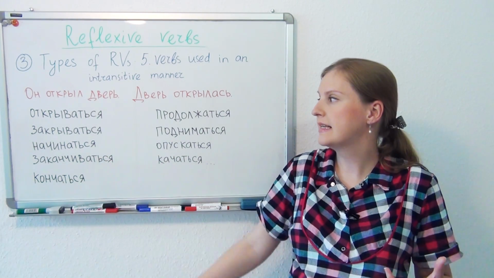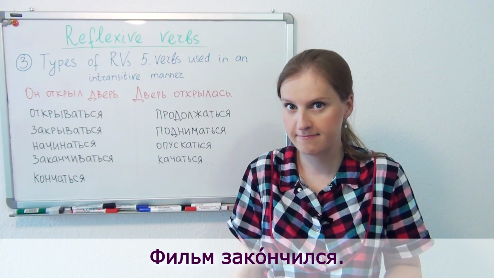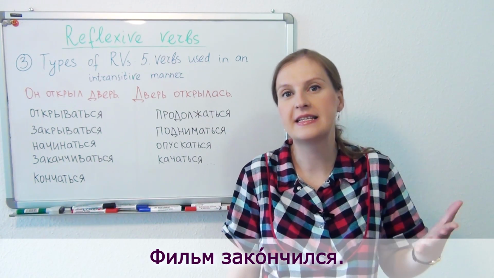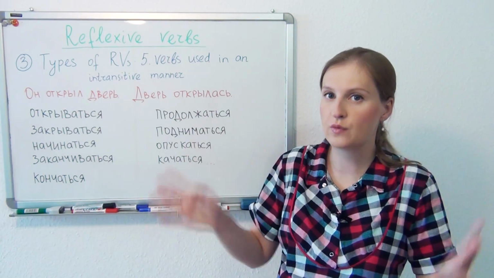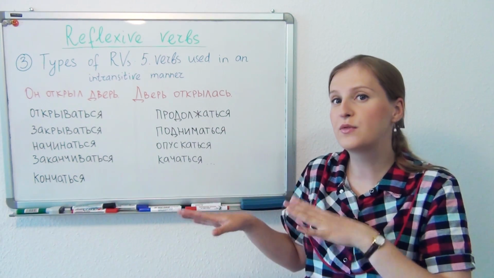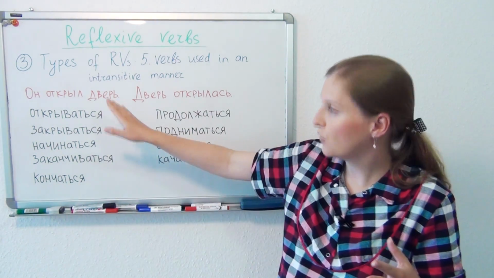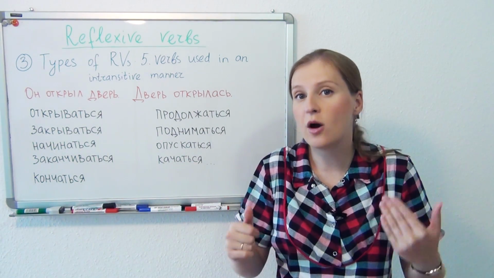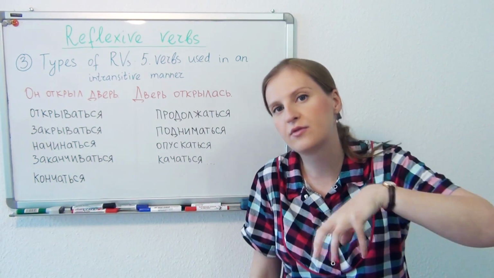For example, we can say фильм закончился. The film ended. Nobody ended it. The film ended itself. This might seem a little bit confusing for foreigners. This kind of verbs are common for the Russian language, and you need to practice. You need first to remember these verbs at least, and understand when the object does something itself, not somebody else, not a person influences it.